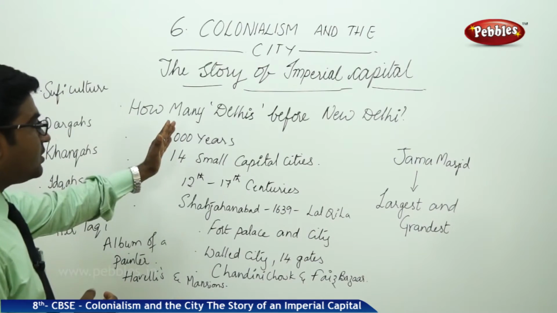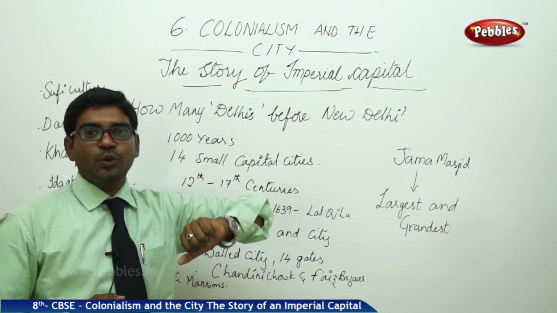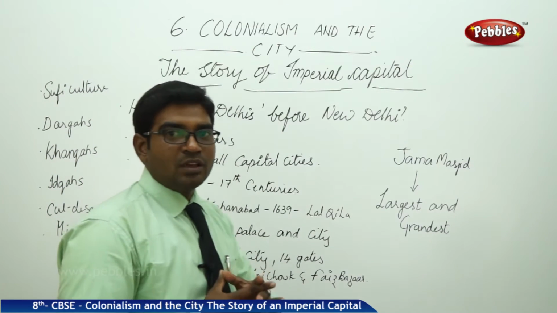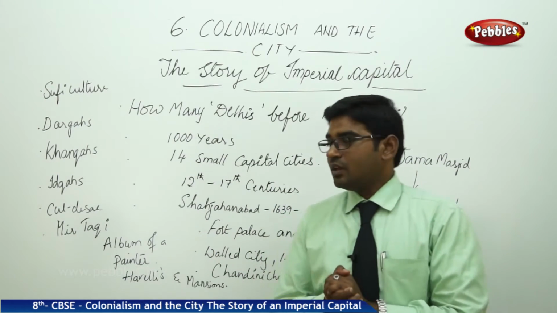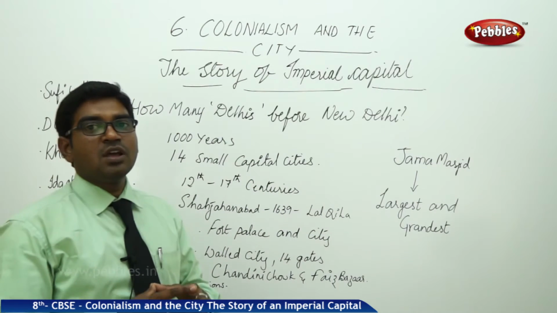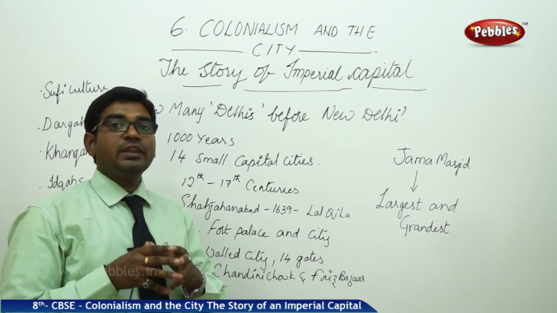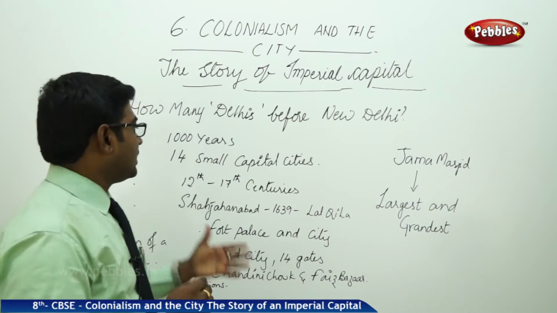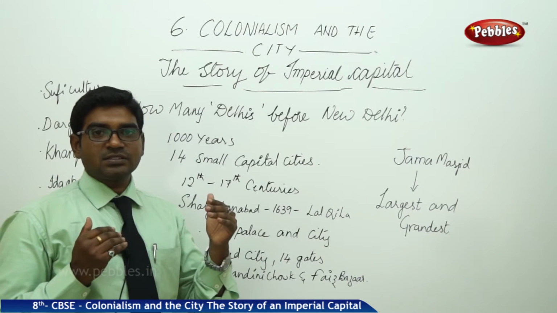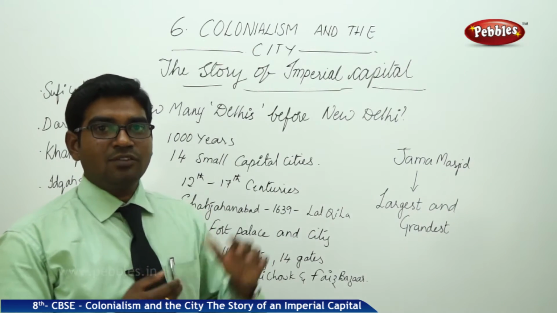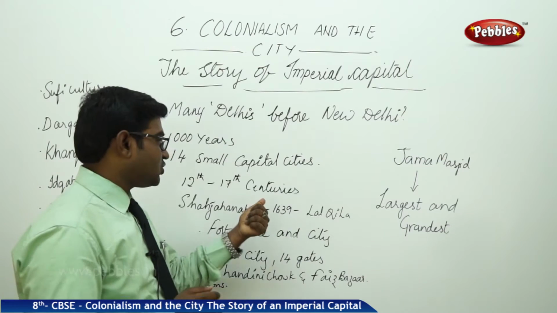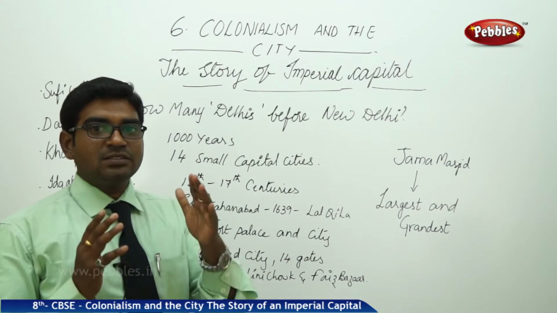And many Delhis were there before we got the New Delhi. It acted as a capital, with some gaps in the middle, for a stretch of 1000 years. 14 small cities were there in Delhi which acted as capitals for 14 different dynasties, 14 different kings, it would be right to say. From the 12th to the 17th century, nearly 500 years, the city saw its zenith, the utmost level of development. One example was Shahjahanabad, which was built in 1639 by Shah Jahan, that is the Lal Killa.